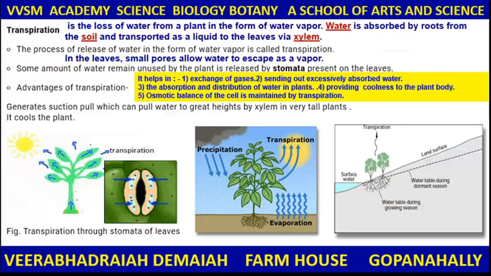Transpiration is the loss of water from a plant in the form of water vapor. Water is absorbed by roots from the soil and transported as a liquid to the leaves via xylem. This process helps in exchange of gases, sending out excessively absorbed water. It aids the absorption and distribution of water in plants, providing coolness to the plant body. Osmotic balance of the cell is maintained by transpiration.